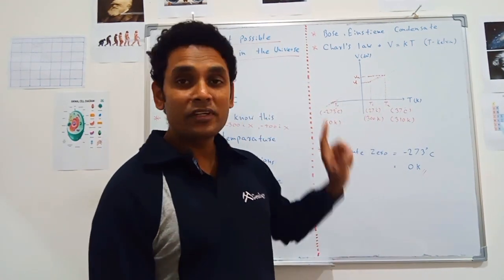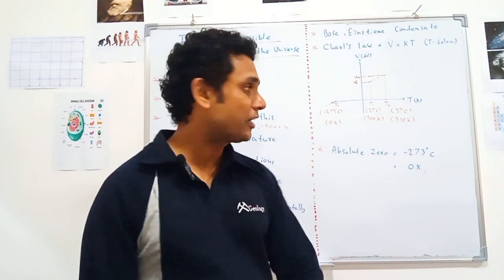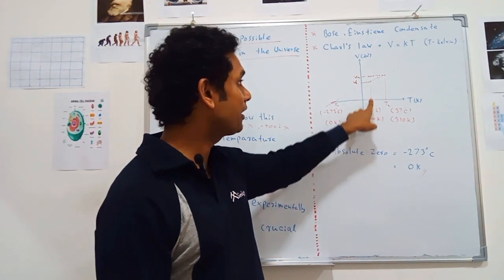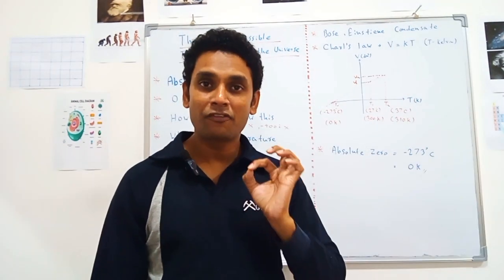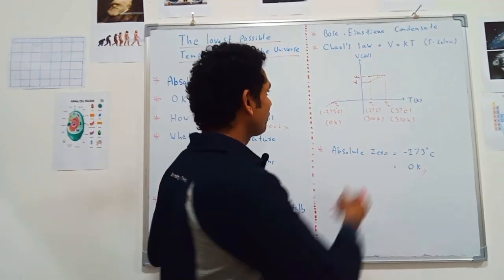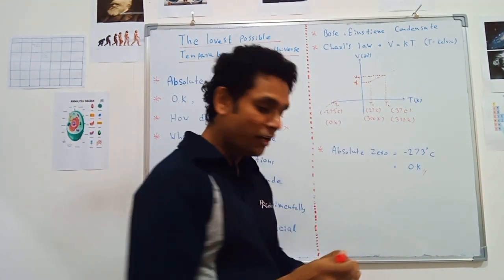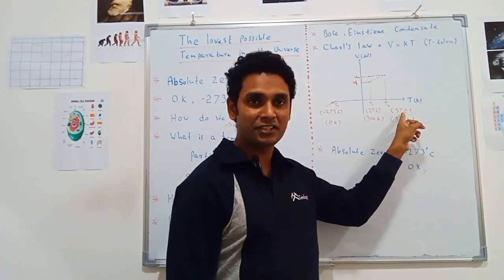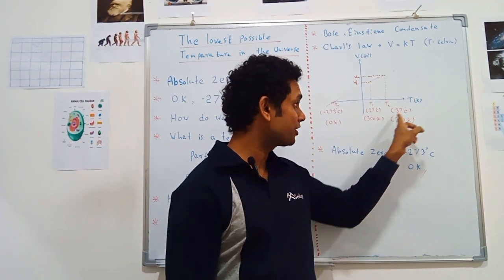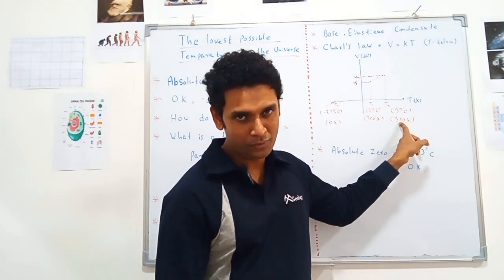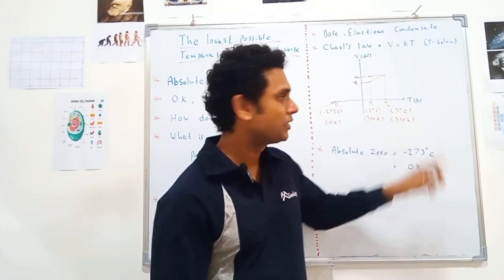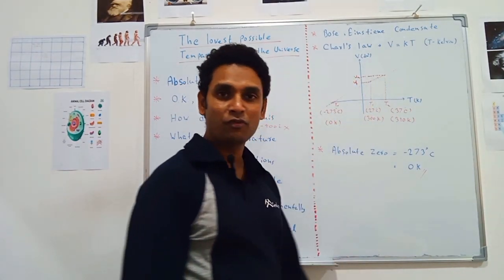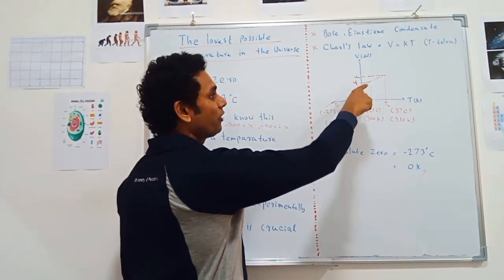Now we can select a gas sample like helium and increase the temperature from 27 degrees Celsius, or 300 Kelvin, and we can find out the volume of the gas. Let's say it's V1. Now we can heat up the gas sample to 37 degrees Celsius, which means 310 Kelvin. Let's say the volume is V2.